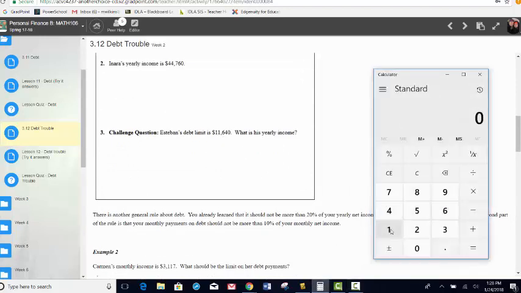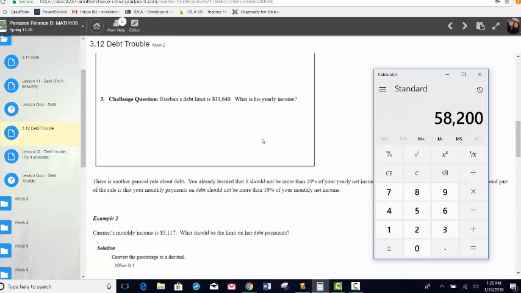You're going to do 11,640, and I'll go ahead and show this to you. Instead of multiplying it by 20%, I'm going to divide it by 20%. And then that shows me his yearly income: 58,200. Again, you're going to see this question on your quiz, I believe 2 times. So instead of multiplying, you divide. Hopefully that helps on that one.